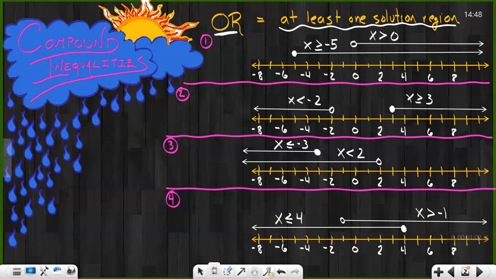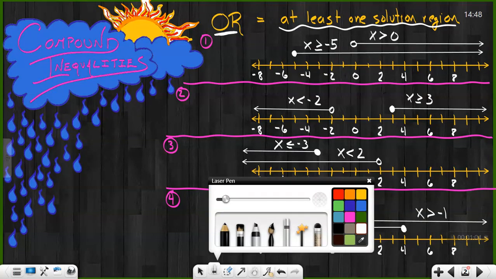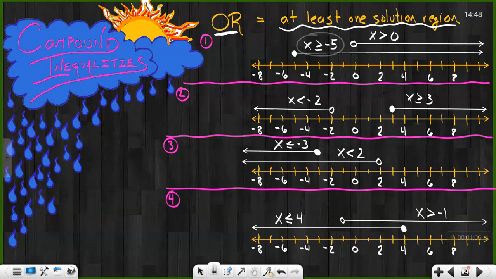In question number one, we see here that we want x to be greater than or equal to negative 5, or we want x to be greater than 0. So let's take a look at a few points here to see what makes it true. Well, let's look at the point 2. Is 2 greater than or equal to negative 5 or greater than 0? Why, yes, it's both. All right, so it's a solution. It lies in our solution region.